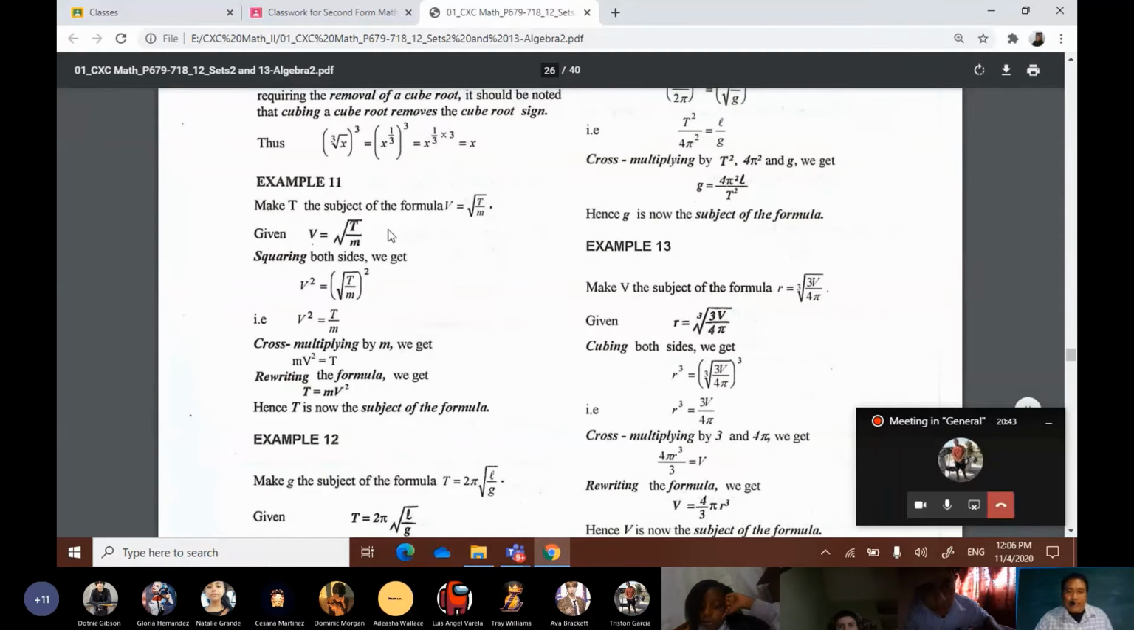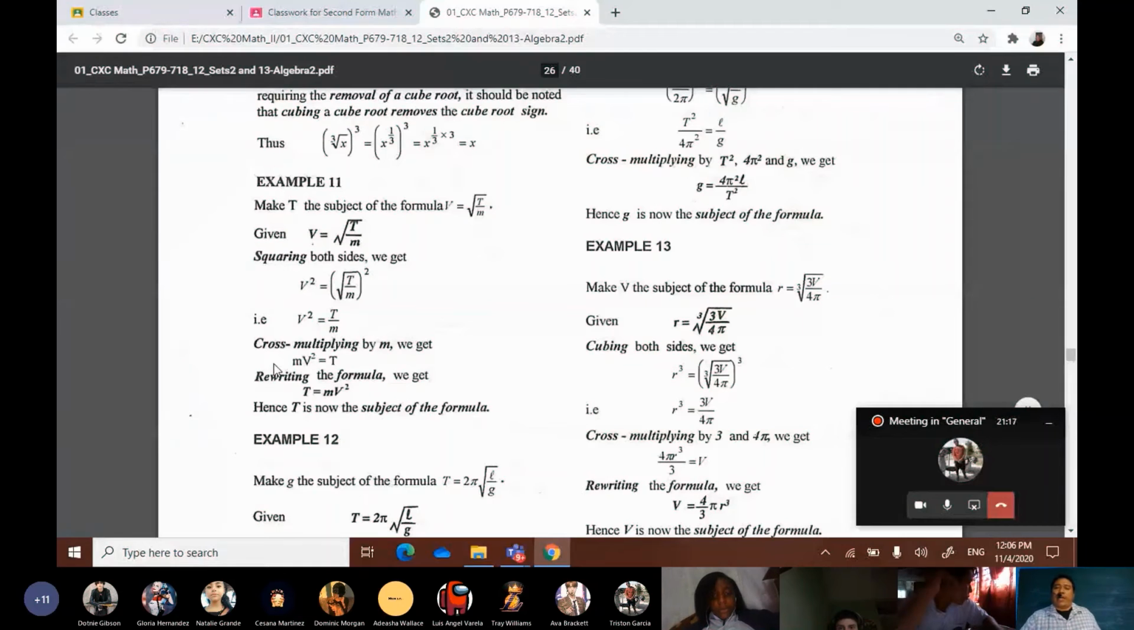Make t the subject of the formula v equals the square root of t over m. So we're given that v equals the square root of t over m. We square both sides. We get v squared equals the square root of t over m, all squared. The square root and the square cancel, giving you v squared equals t over m. So it went from a case 5 to a case 4.